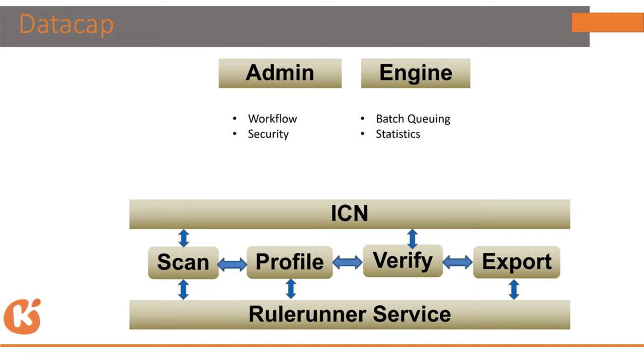The rule runner service runs individually in your system. It will try to fetch the batches from the engine database, because the batch information is available in the engine database. Whenever it tries to fetch that information, the Datacap rule runner service also interacts with the Datacap server for authentication and authorization, and it gets the list of batches from the engine database: what batches there are and what tasks I need to execute from the rule runner service.